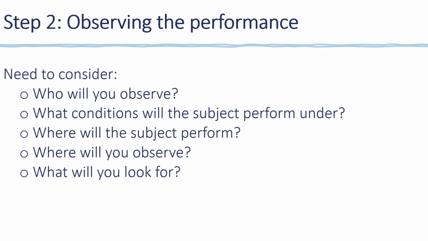Now, the next step of that qualitative biomechanical analysis is to observe the performance. So visual observation is obviously the primary basis for most qualitative biomechanical analyses, but simply observing someone is not enough. You have to actually plan your observation in advance, carefully considering things like who you'll be observing, the conditions under which that person will be performing, where the person will perform the skill, where you will be observing the skill from, and what specifically you're looking for, which hopefully you have an idea based on step one.